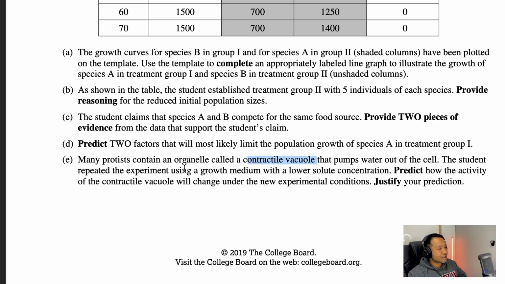The student repeated the experiment using a growth medium with lower solute concentration. So we're actually making this even more hypotonic than it is. So how does the activity of the contractile vacuole change in this new condition? Well, it would actually increase, because remember now the differential, that's the word I'm trying to say here, the differential between the solute concentration of the environment and the cell would be even greater, meaning that even more water will rush in and the rate, at least, will increase, and you would need more contractile vacuole action in order to pump that water out.